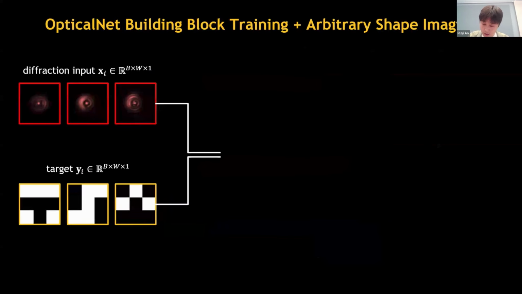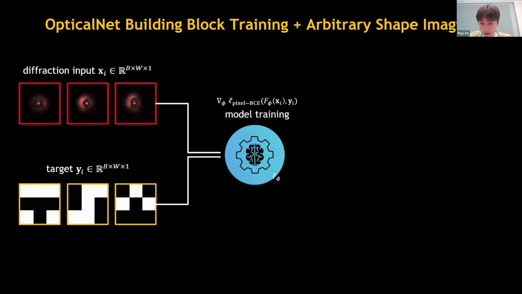And let us talk about the training. The slide now illustrates the end-to-end pipeline of the optical nets, from training of the optical building blocks to inferencing the reconstructions. So we begin the training with the diffraction inputs consisting of all the small squares and their corresponding object images. Together, these pairs are used to train a neural network in an image-to-image translation task, from the diffraction pattern domain to the object domain. And since the ground truths are binary, we use pixel-level BCE loss for the training.